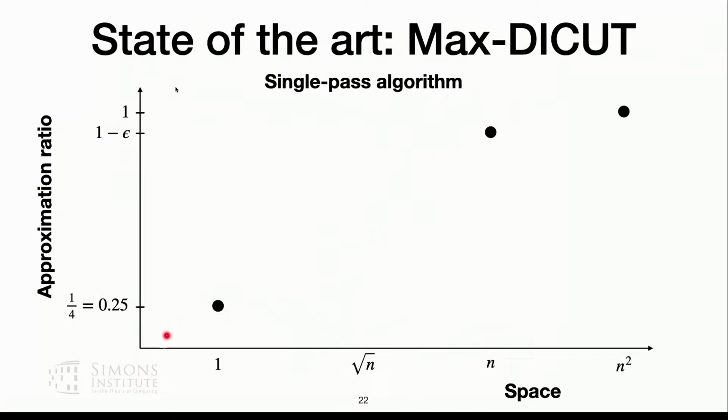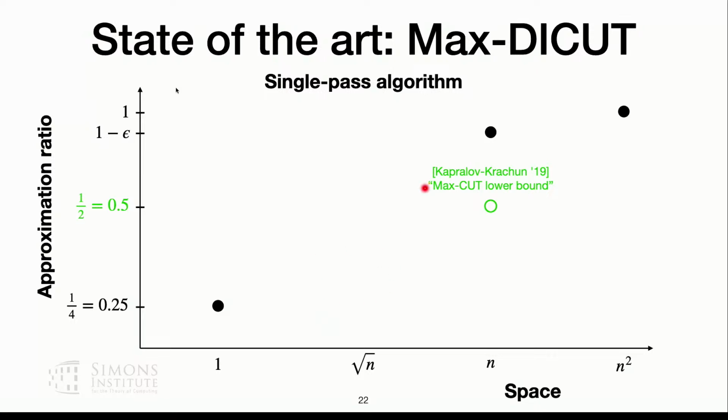One more thing: I'm plotting space on the x-axis and ignoring log factors, so really you should read this as O tilde square root of n, O tilde n, and so on. And of course, with no space, you can get a 1/4 approximation. I don't even look at the stream and just output 1/4. That gives me a 1/4 approximation. Now, this is the folklore.